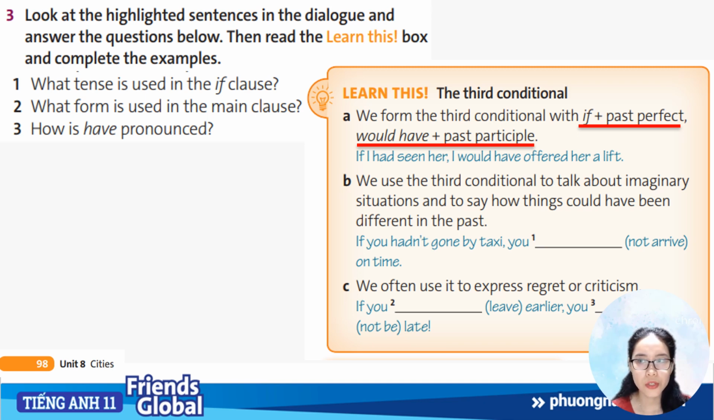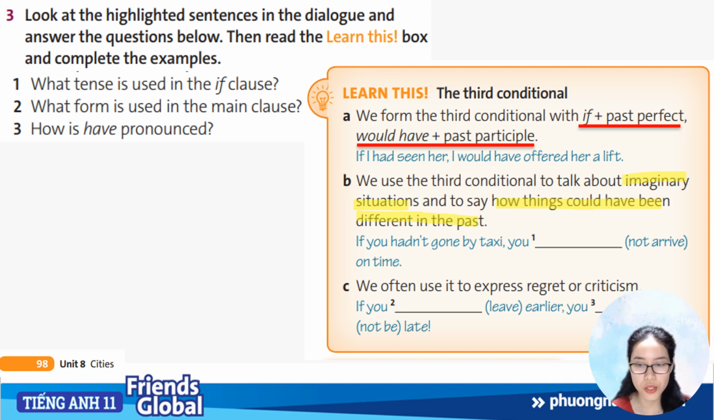And we use third conditional to talk about imaginary situations. We use it to talk about imaginary situations and say how things could have been different in the past. Như vậy chúng ta sẽ dùng câu điều kiện loại 3 để nói về một tình huống không thật ở quá khứ hoặc một việc gì đó có thể đã xảy ra khác đi ở quá khứ.